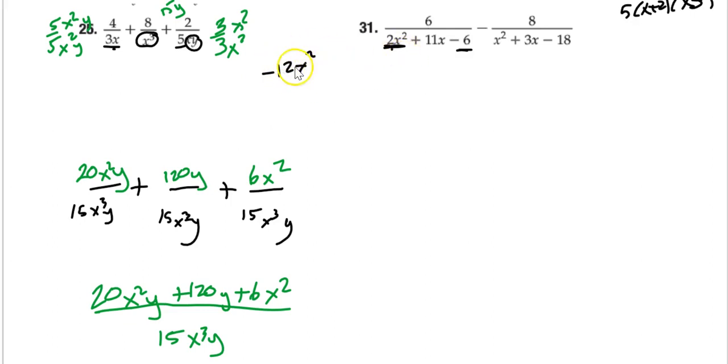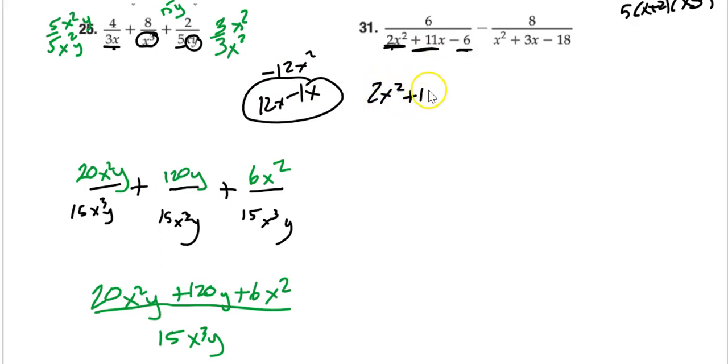Figure out two things that multiply to get 12 and add to get 11. Easy enough: 12x and negative 1x. Then remember we plug this in for the middle right there. So 2x squared plus 12x minus 1x minus 6. These both have a 2x in common.